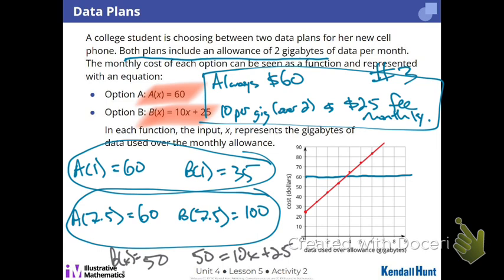And to figure out how many gigs that is, subtract 25. If 25 is 10x, what does x have to equal? 2.5 gigs. So you'd have to interpret this one of two ways, right? That could be 2.5 gigs over. How many gigs are allotted? 2. So this could give you how many gigs total? 4.5 gigs total. Okay. Or 2.5 extra. Yep. All right. That's all the cell phone stuff.